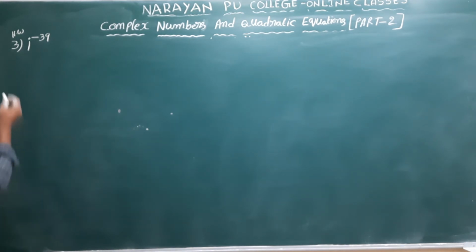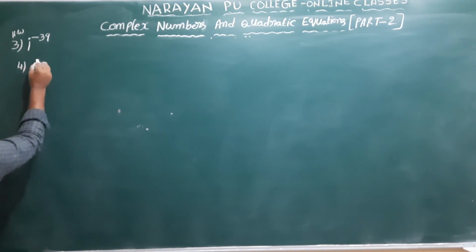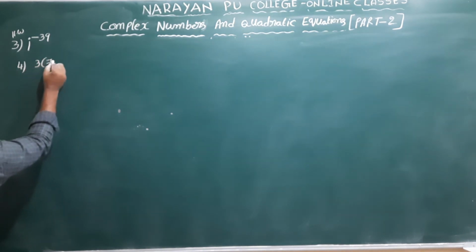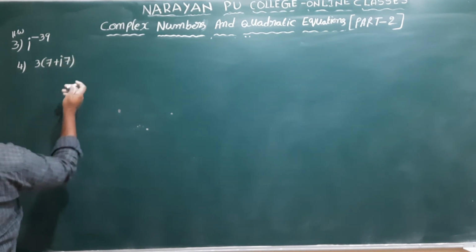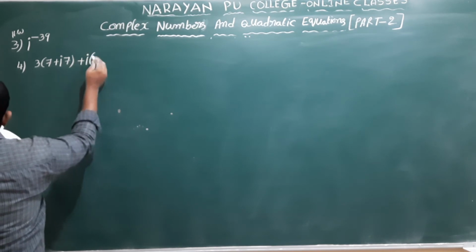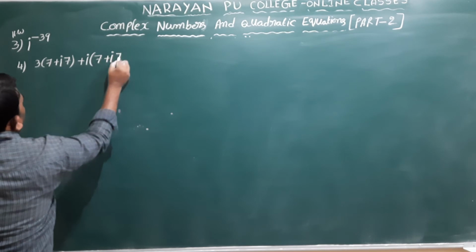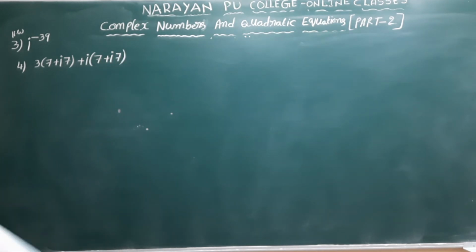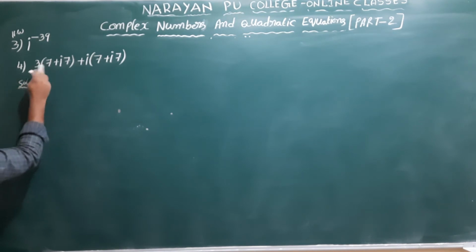Next, the fourth one. Question number 4: 3 into 7 plus i7, plus i into 7 plus i7. Write in the form of a plus ib. It is direct multiplication only. Solution: multiply these complex numbers.